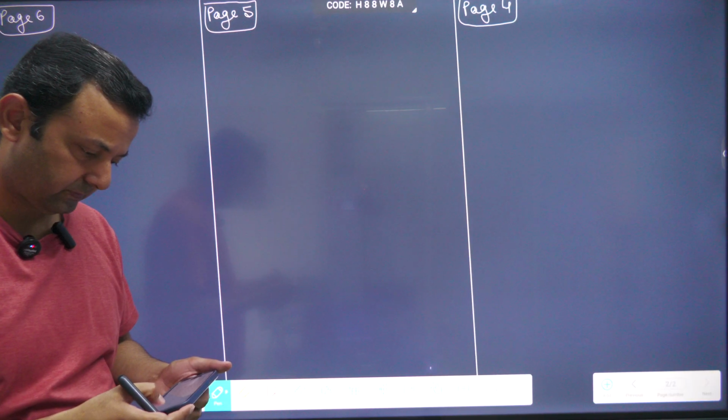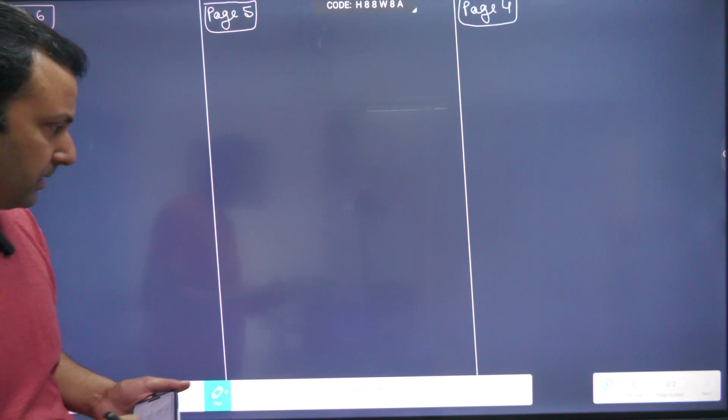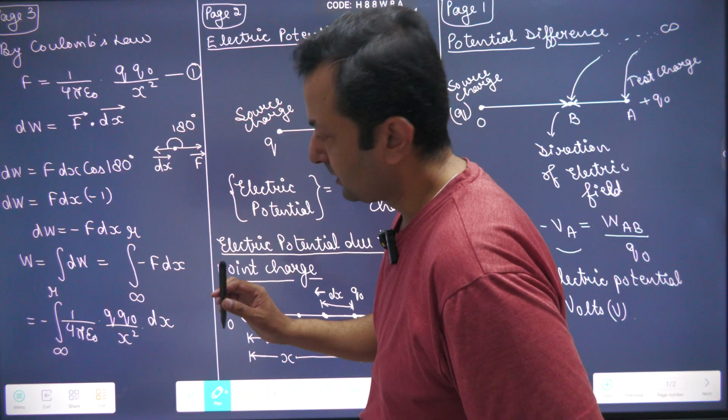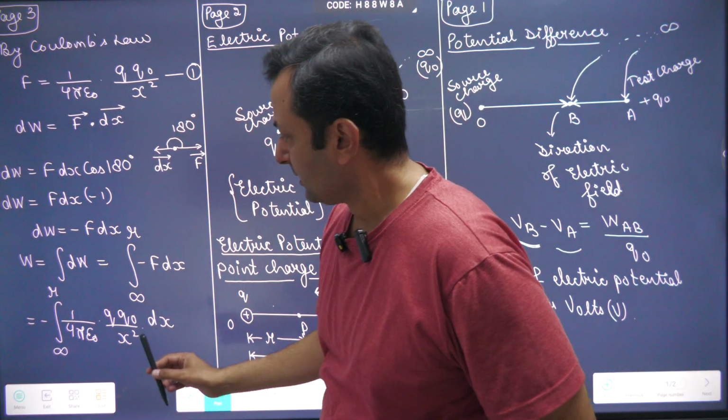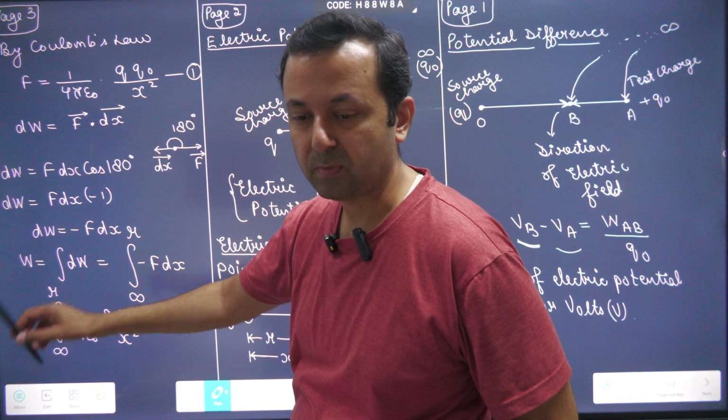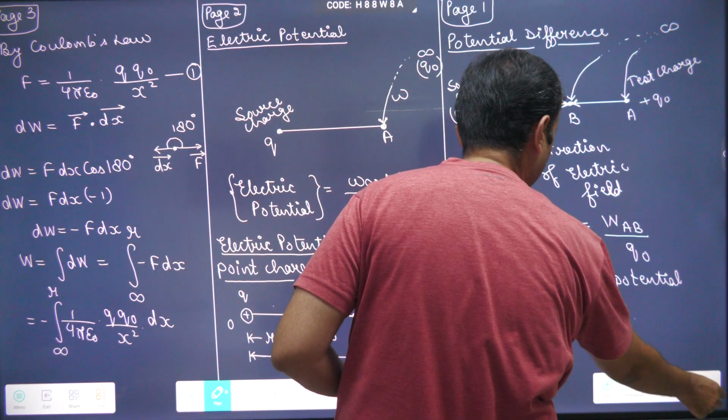So is that my final answer, or do I have to substitute something? Nothing. Look, you are understanding it in the right way. This is q naught and 1 upon 4 pi epsilon naught, and q naught will come out of the integration. It will be like this.